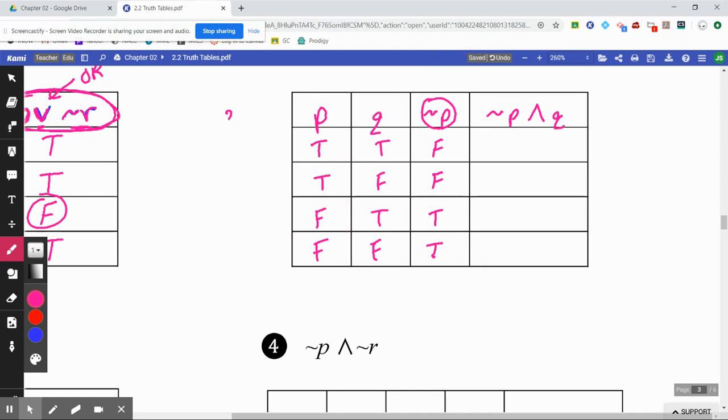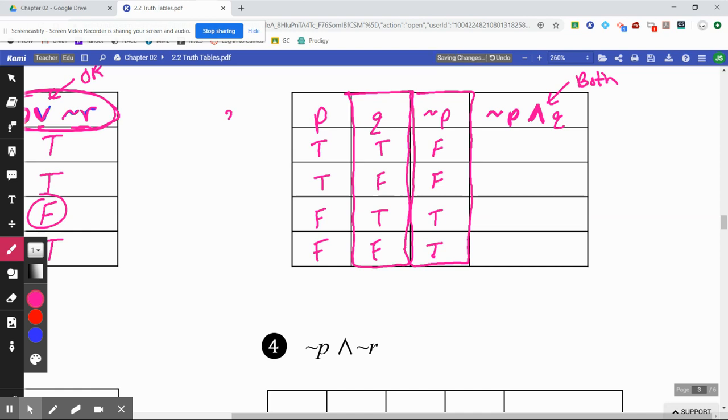Okay, now, look what we're asked to do. Not P. What is not P? It's right here. So it's this and Q, which is this. So we're looking for the truth value of not P and Q. So we're asking ourselves, first off, what does this and mean? It means that in order to be true, they must both be true.